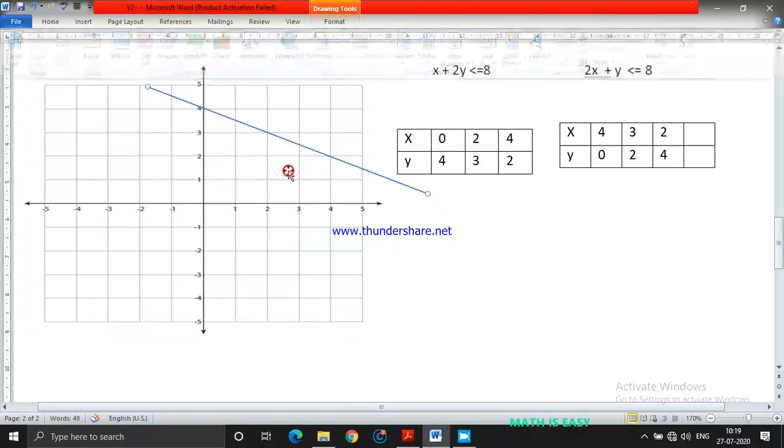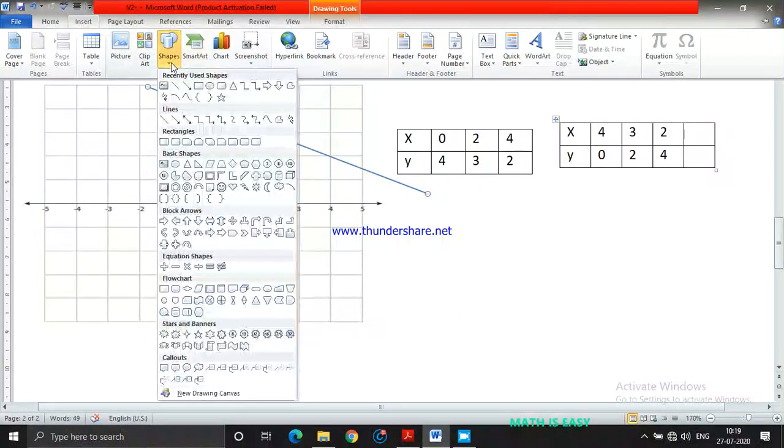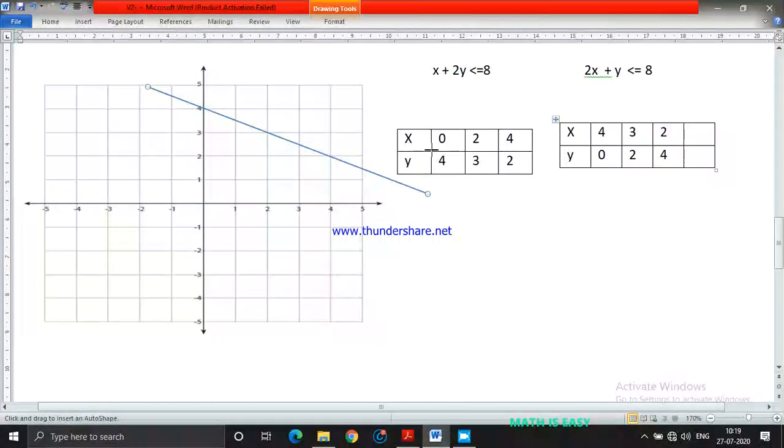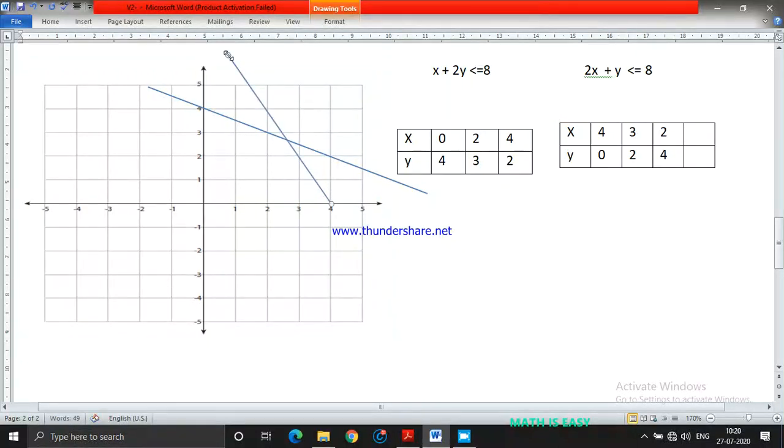Next, what you have? Next equation, I have to insert another equation. Straight line. X is 4 and y is 0. So here I have to start. And x is 3, y is 2. Here you will go. And x is 2, y is 4. So this is the point x is 2, y is 4. So I can extend it as much as I want.